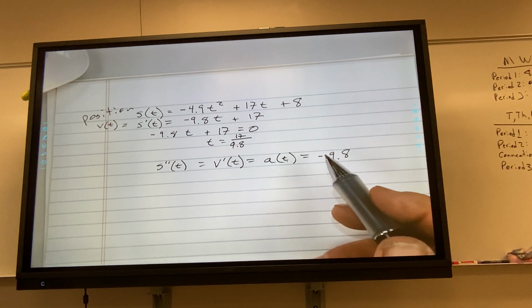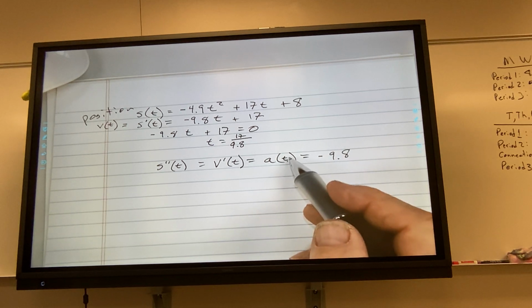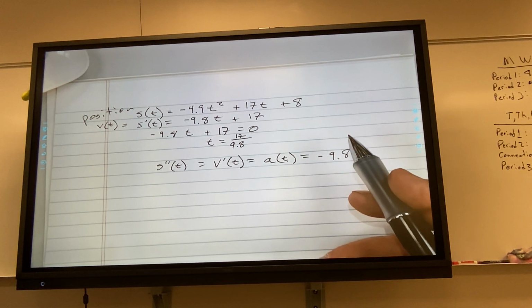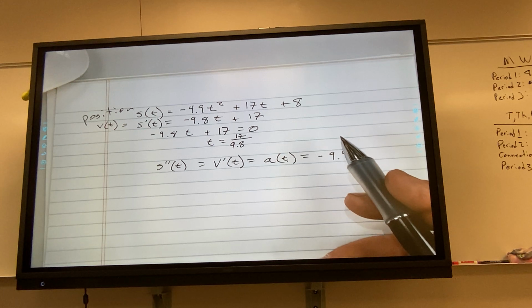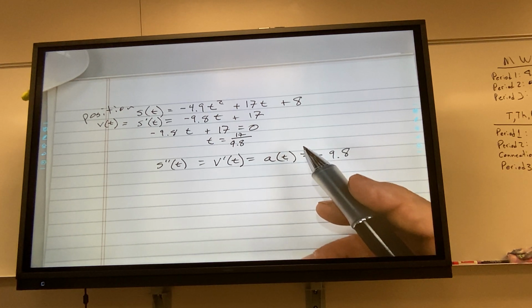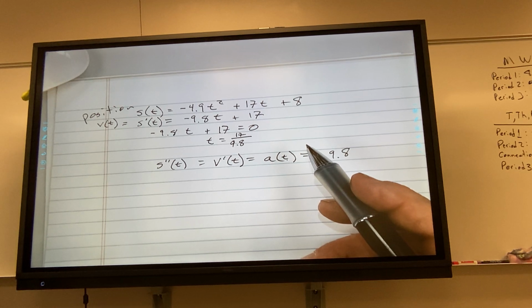If I put 1.5 in there, it'd be a negative 9.8. Would everybody agree with that? Okay, that makes sense to everybody? Now, if I asked you how to determine when it would hit the ground, what would I do?